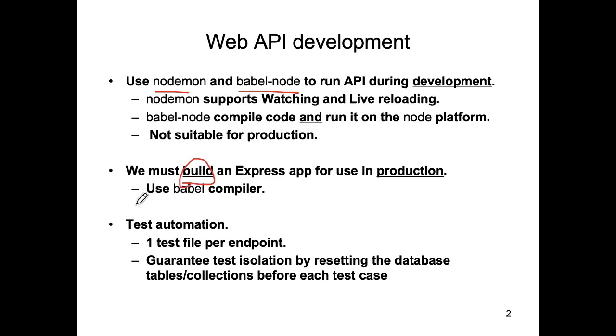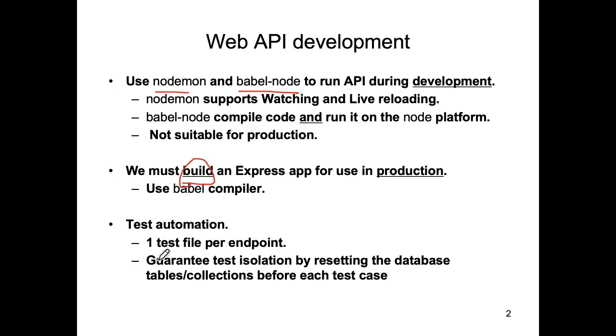Down here, I'm saying, as a rule of thumb, we tend to have one test file per endpoint in your web API. That's just a usual rule of thumb. So however many endpoints you have in your web API, you have one test file for each one.